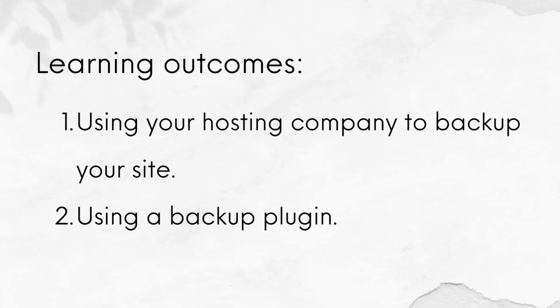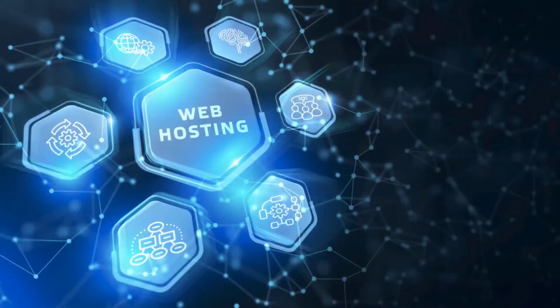We'll explore two methods to back up your WordPress site. Number one, using your hosting company, or number two, using a backup plugin. There is also a manual way of backing up your site, but we will briefly touch on that at the end. The method of using your hosting company for backups is probably the easiest way.